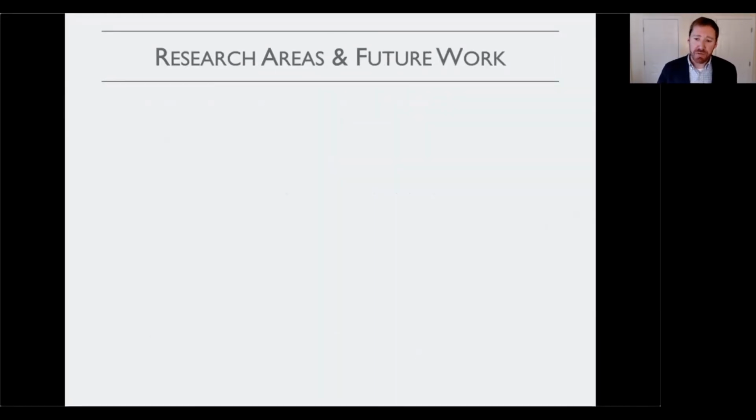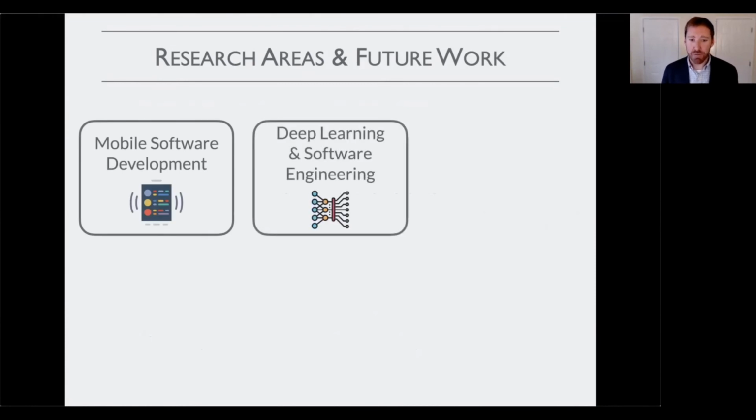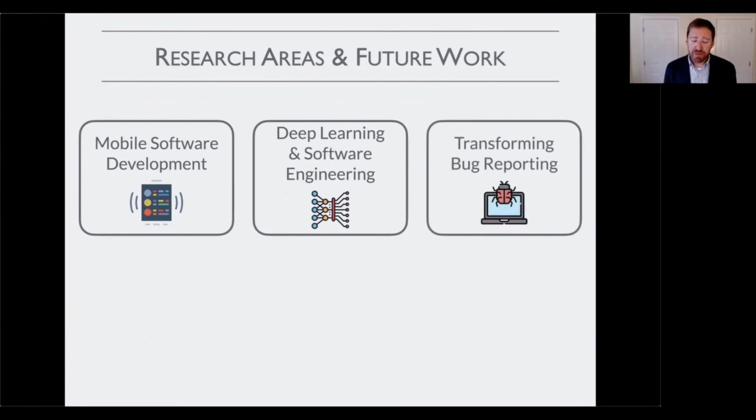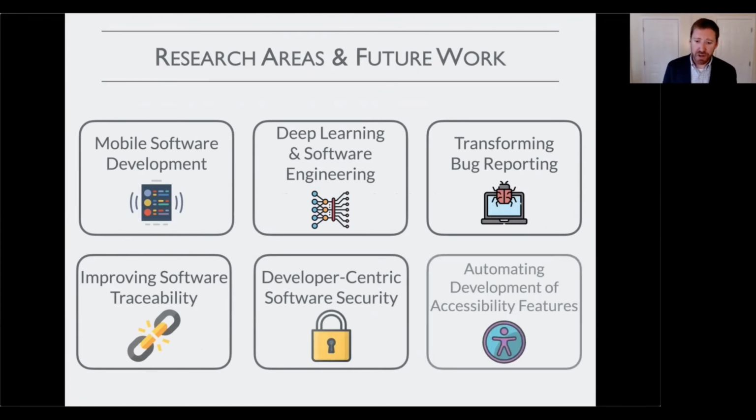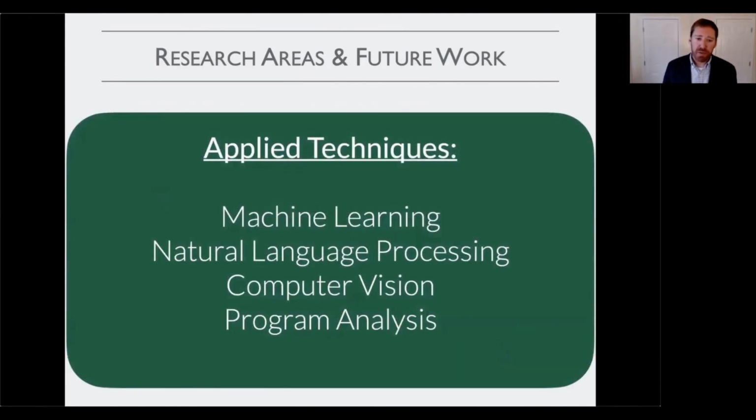I work across a diverse range of research areas in software engineering, from mobile software development to deep learning and software engineering. I'm working on a project right now on transforming bug reporting, coming up with the next generation of bug reporting systems, improving software traceability for safety critical systems, developer-centric software security, as well as automating the development of accessibility features in software. All of these encompass various different applied techniques from machine learning, natural language processing, computer vision, and program analysis. If you're a new student looking to get involved in a research area and you're interested in the SE angle on a lot of these different topics, I think this could be a really good jumping off point for you to start to explore some research.